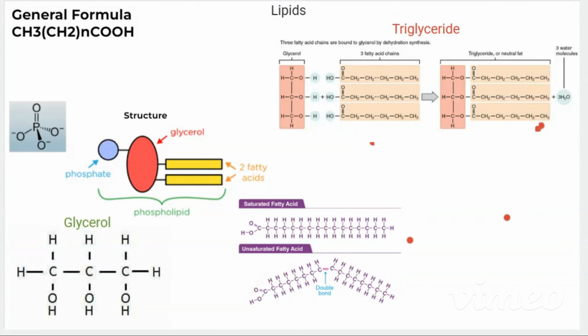Three condensation reactions, as shown here, are needed to form triglyceride with the use of ester bonding. The structure of a lipid is composed of glycerol and fatty acids. Glycerol is shown here, and the fatty acid's complex structure is also shown here, containing hydrocarbon chains and a carboxyl group.